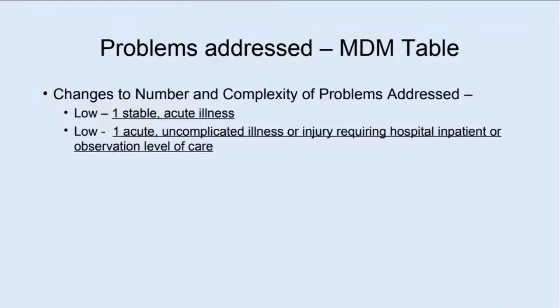So let's look at the medical decision table. Under problems addressed, 2 things were changed, 2 factors were added to number and complexity of problems addressed. To the low level, they added 1 stable acute illness. Also to the low status, they added 1 acute uncomplicated illness or injury requiring hospital inpatient or observation care. These new elements are defined on the next slides.